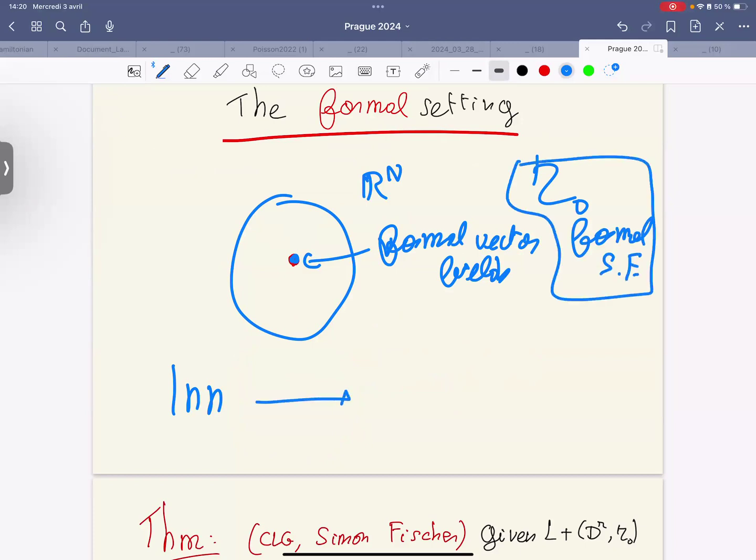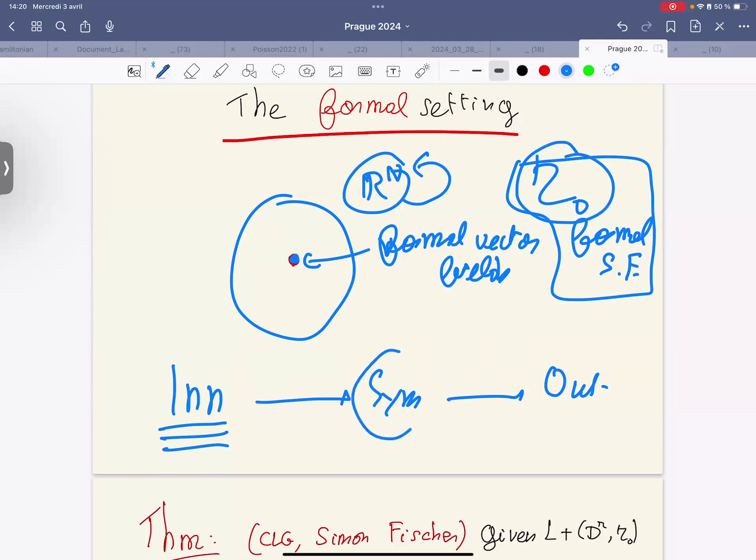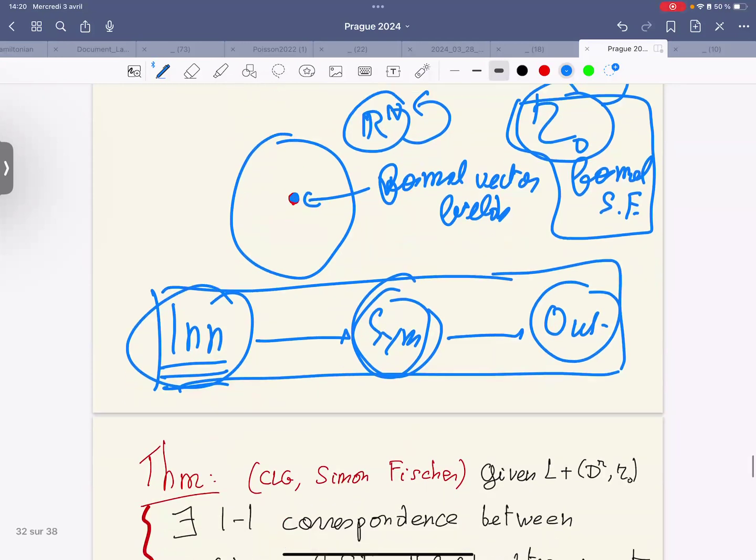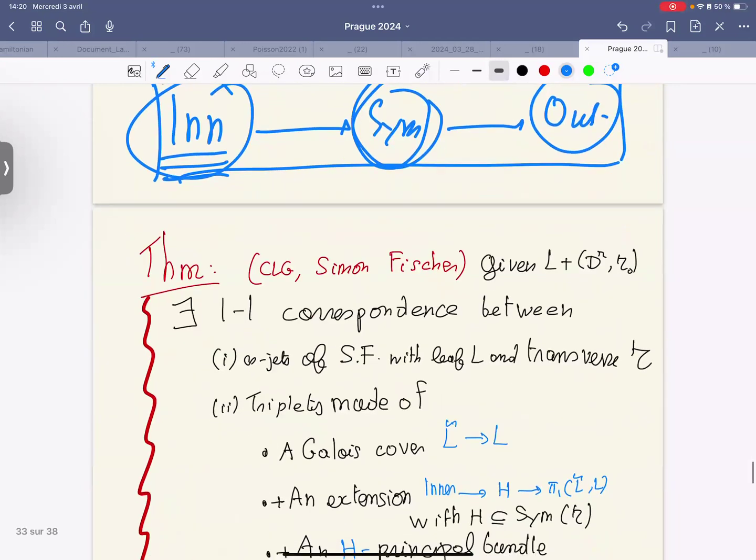And we have an exact sequence like this, where here I take all formal diffeomorphisms from Rn to itself obtained by following the flows of T0. Here, all formal diffeomorphisms mapping 0 to itself, and out, the quotient of this guy by this guy. So we have a short exact sequence like this.